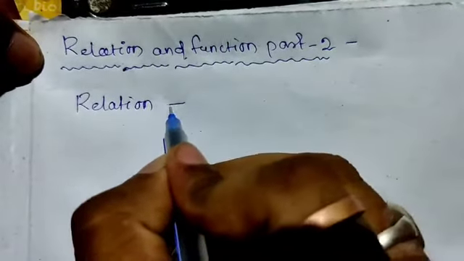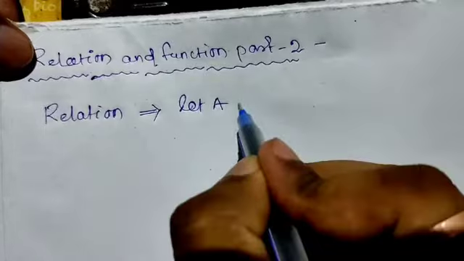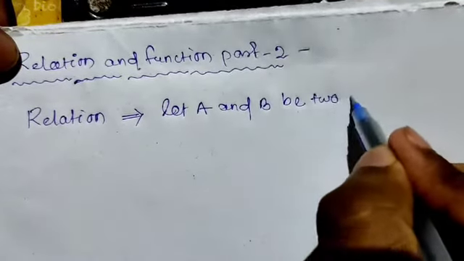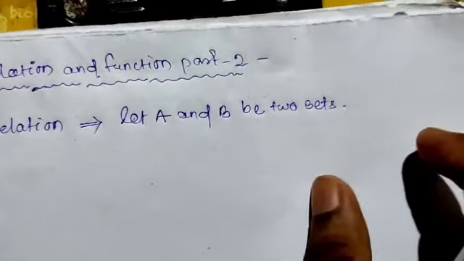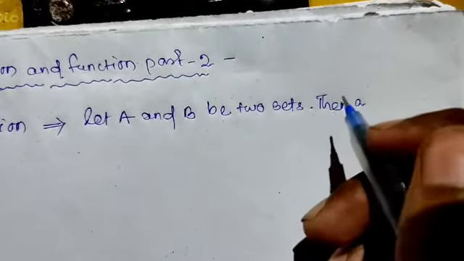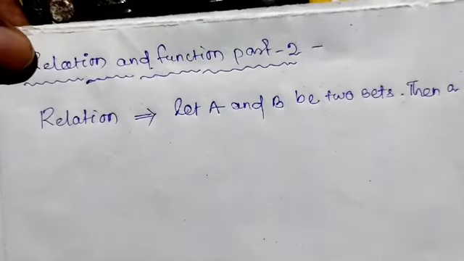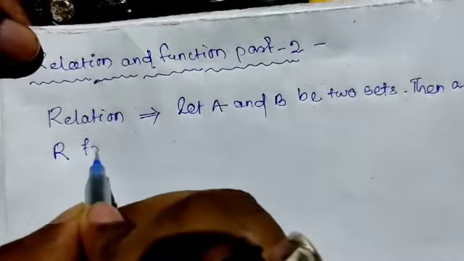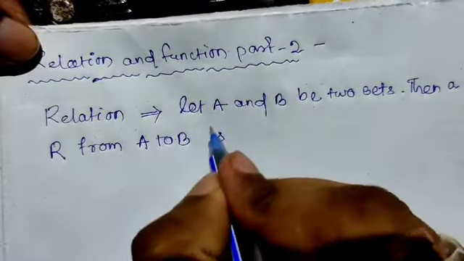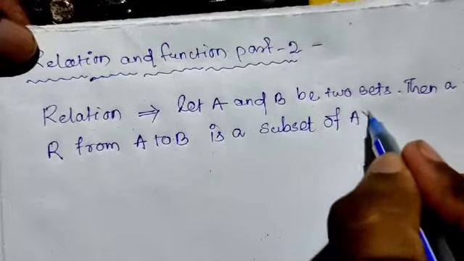Relation, which may be defined as: let A and B be two sets, then a relation R from A to B is a subset of A cross B.